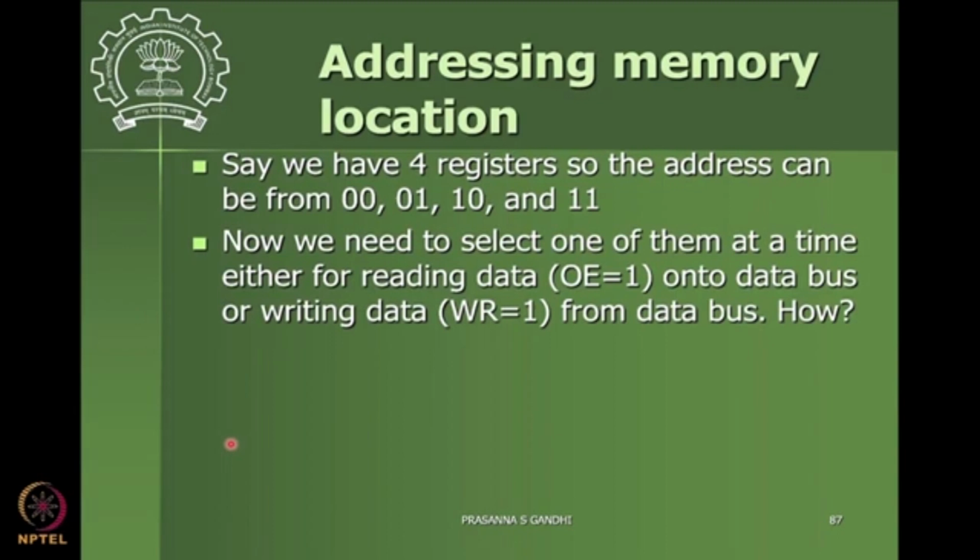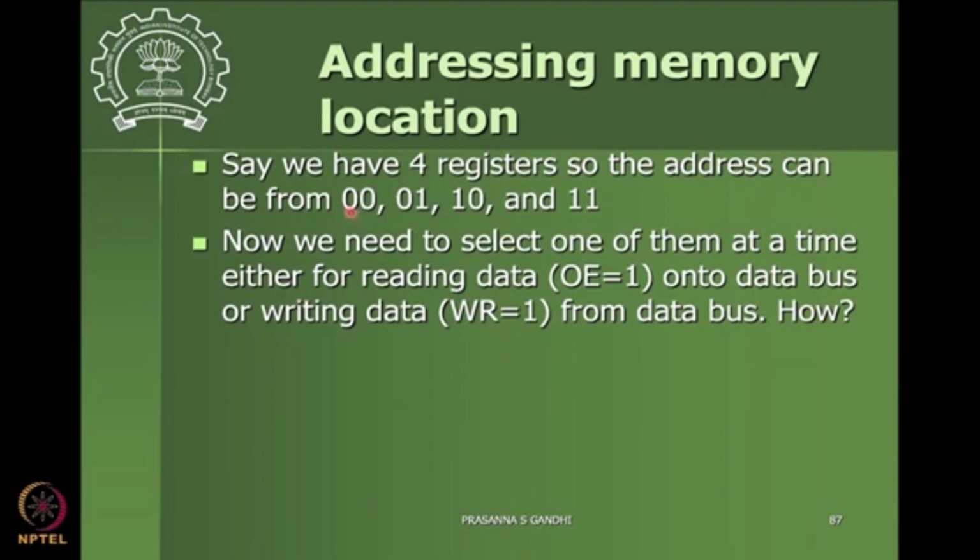We need to select one of them at a time, to take a value from that register, or to write a value to that register. For that we need to select one at a time. How do we do that? Say we first create a bus called the address bus. On the address bus we'll get these numbers available.